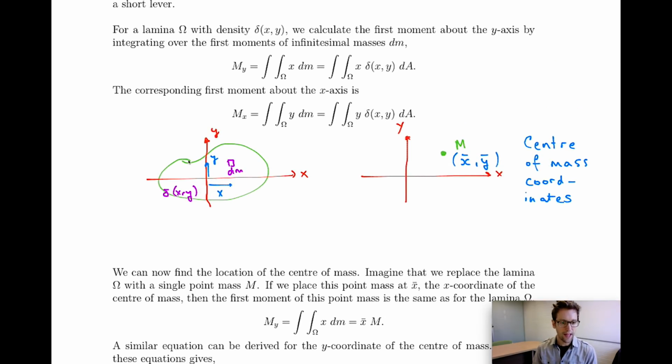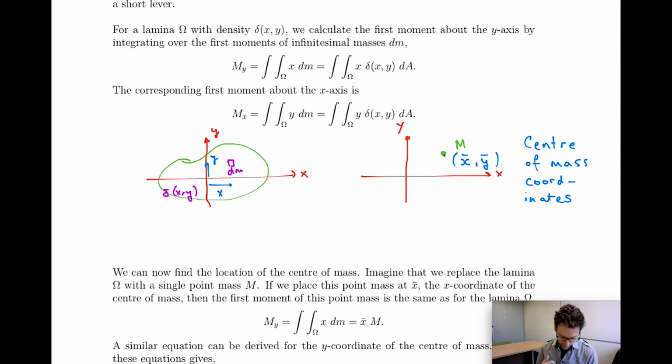So I can replace this entire object, this complicated lamina, with a single point that has the mass of that lamina. This lamina has a total mass of big M, and it's located at coordinates x bar and y bar. The significance is that I can basically suspend or hold my object at that point, and it has no rotation in either the x direction or the y direction. So how do I calculate that point? What are the center of mass coordinates?